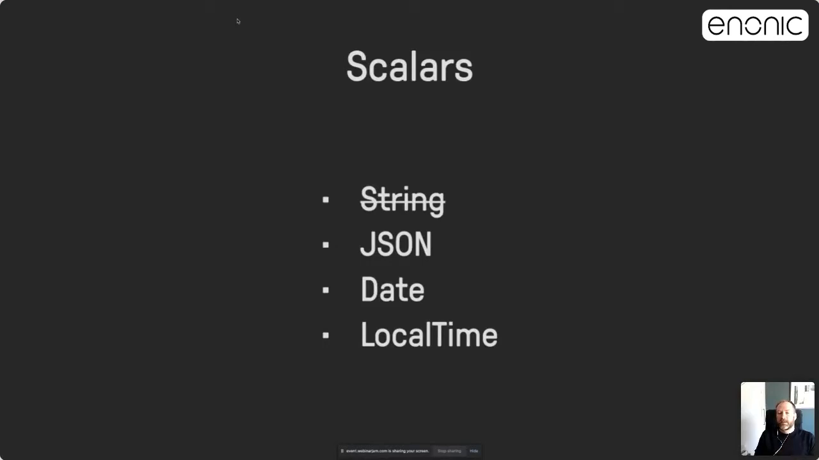First, there's now more use of scalars. Scalars are like base types. In cases where Guillotine 4 used string, we now, in many places, use JSON instead, meaning you don't have to parse it when you use it on the client. You can just access it as JSON. There's also the date scalar and local time, which again simplifies developers' lives.